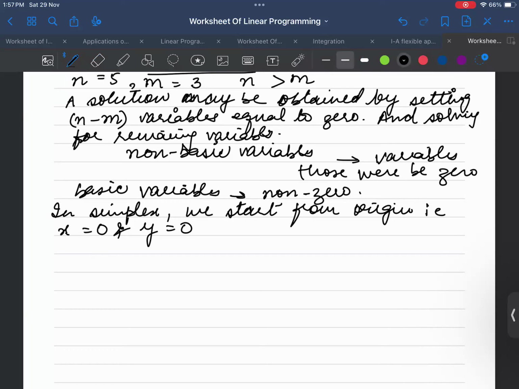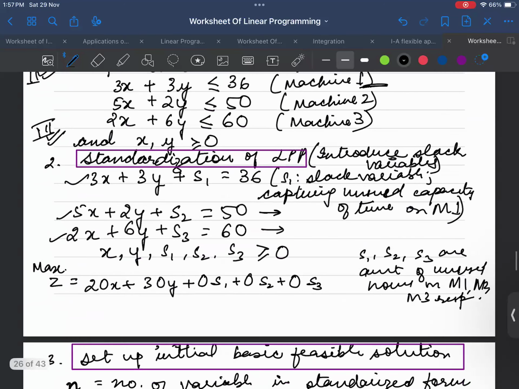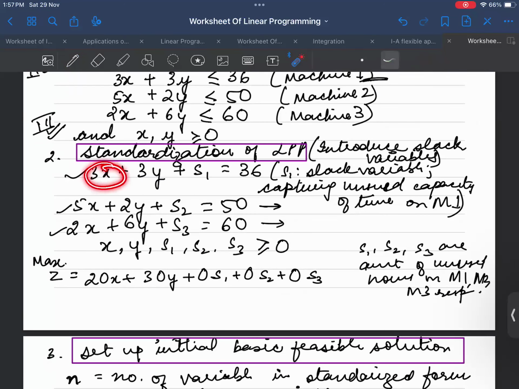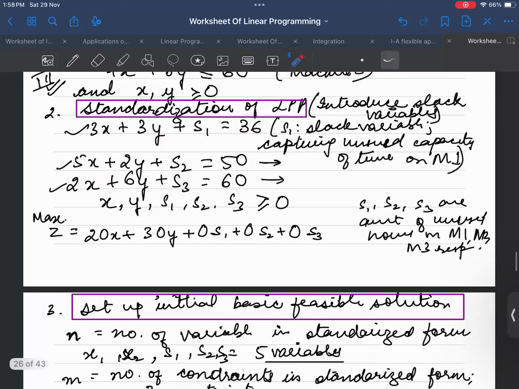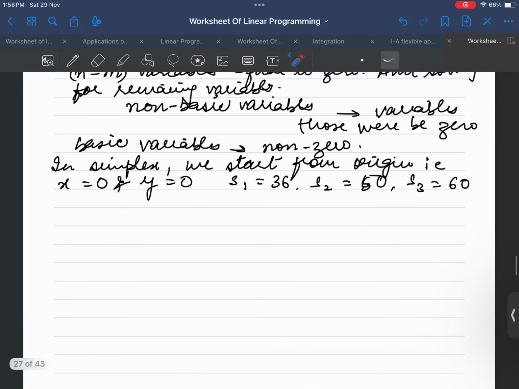You will get the values of s1 equal to 36, s2 equal to 50, and s3 equal to 60. How do you get it? x and y are 0, then s1 is 36. x and y are 0, then s2 would be 50. x and y are 0, then s3 equals 60. Is it clear? Then we get the values S1 36, S2 50, and S3 60.